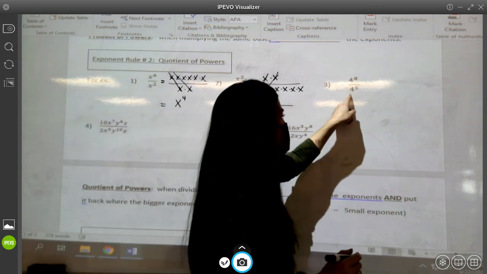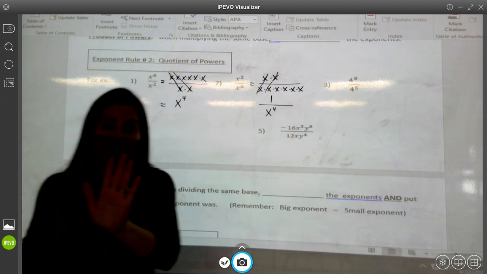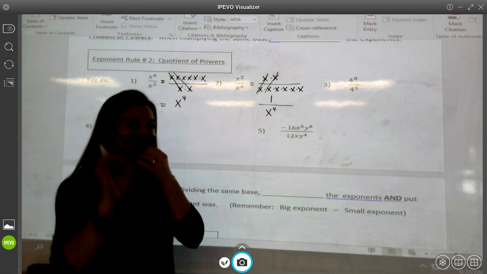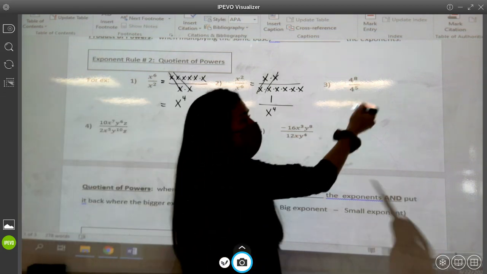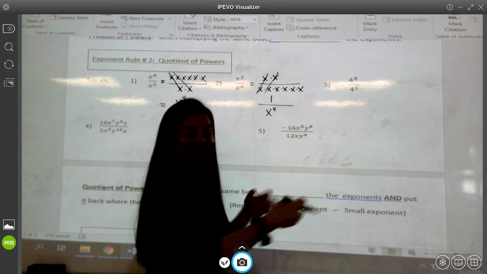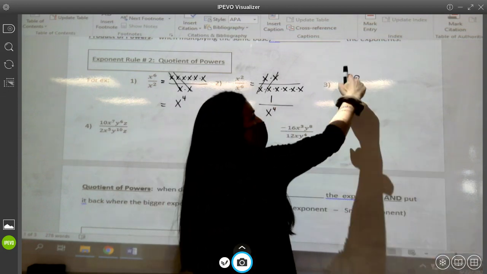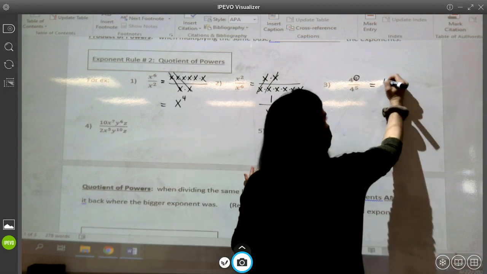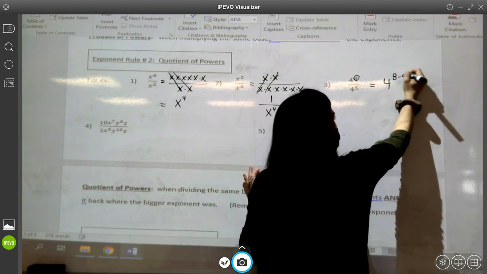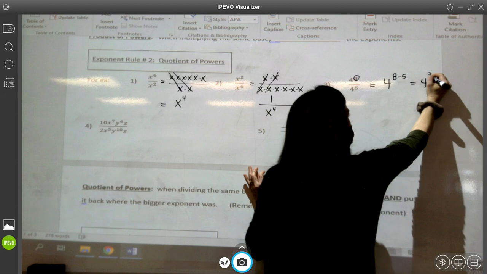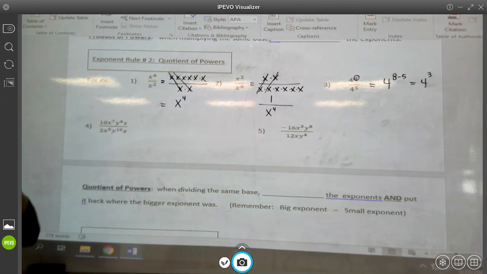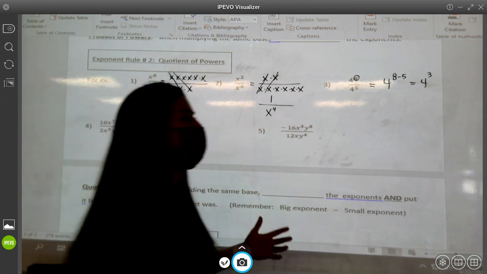So guys, 4 to the 8th divided by 4 to the 5th. Remember, 4 is not a number here. 4 is a base. So the base will stay the same. What did we just learn we can do with our exponents in a division problem? Subtract. So the big exponent is 8, and we're going to put it back on the top where the bigger exponent was. So it becomes 4 to the 8 minus 5 on top, which is 4 to the 3rd. And again, because your base is a known value, we can ask our calculator, well, what is 4 to the 3rd?